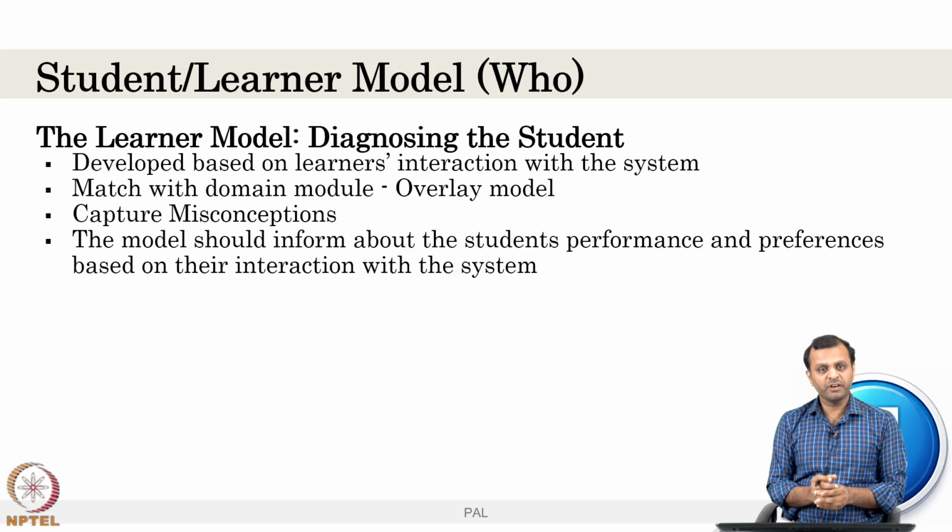So we need to develop this learner model based on the interaction with the system. We talked about clickstream data, or the learner's performance on the domain model. For example, if a domain model has 10 questions, the user's performance on those 10 questions can be considered as a learner model, matched with the domain model. It's called an overlay model.